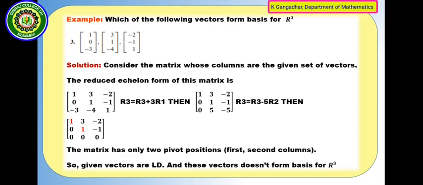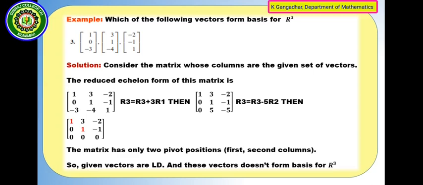Upper triangular form means we make the below-diagonal elements in the matrix zeros. Here the matrix is 1 3 -2, 0 1 -1, -3 -4 1. We want the first row, first element to be 1. By using that one, we make the elements below it zeros. So the third row's element -3 we make 0, using -3 plus 3 times R1. That is the operation.